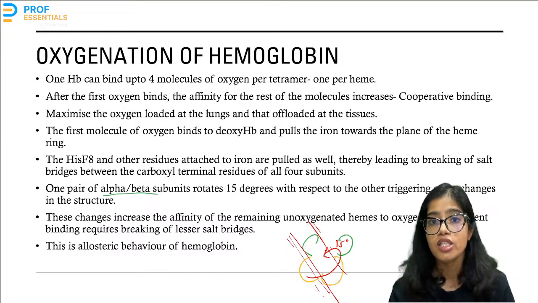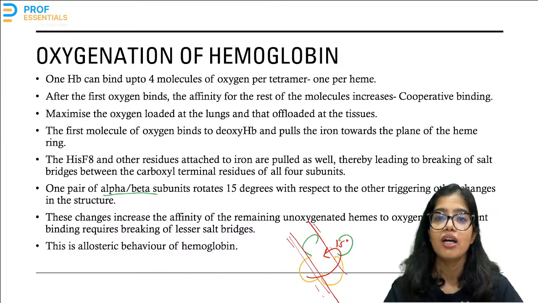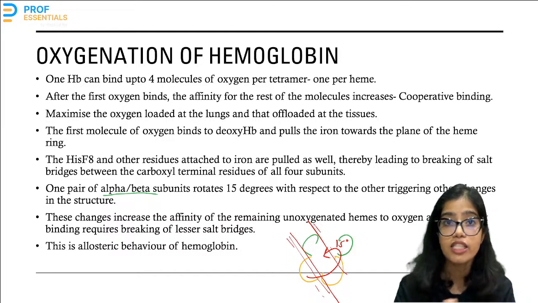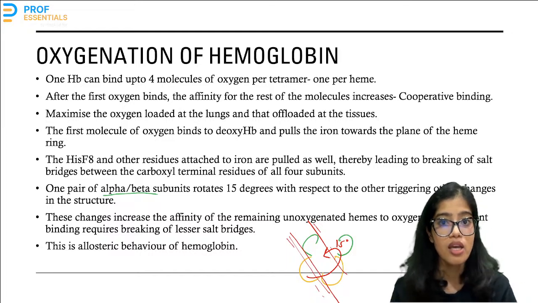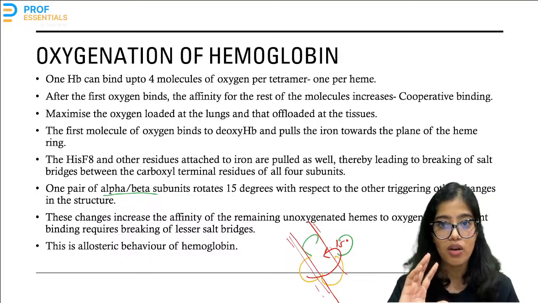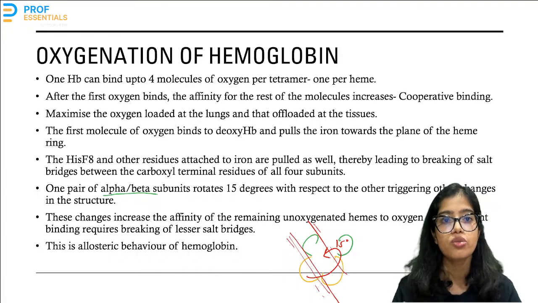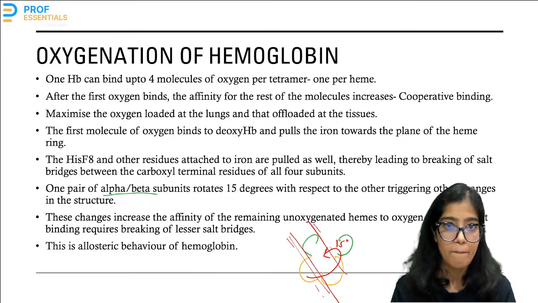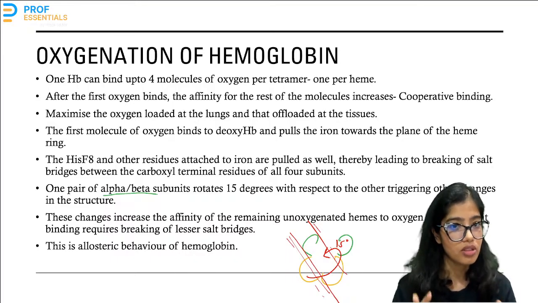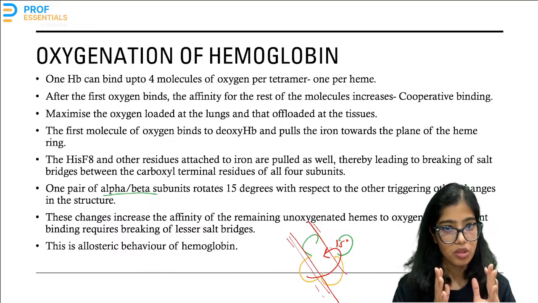These are the changes which will increase the affinity of the unoxygenated heme to the rest of the oxygen molecules. Why? Because now the salt bridges are already broken. To break the rest of the salt bridges, you require less force. So the subsequent ones are easier.